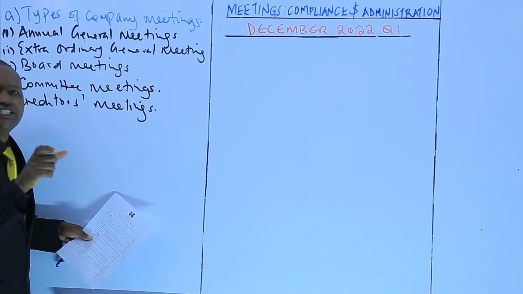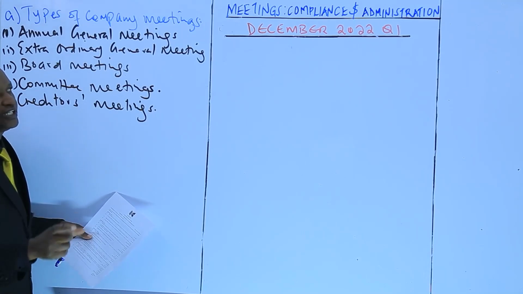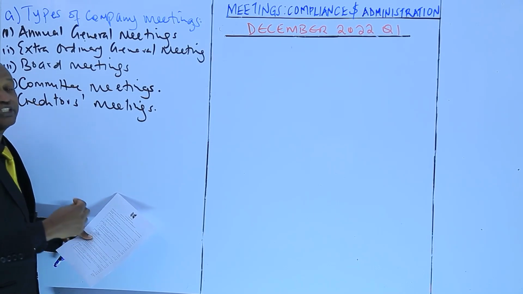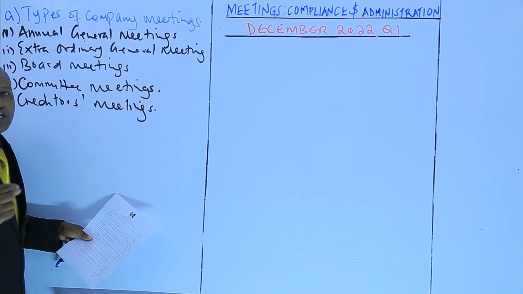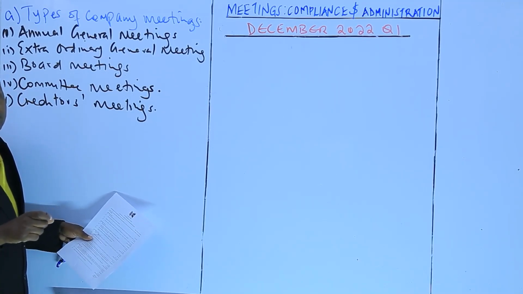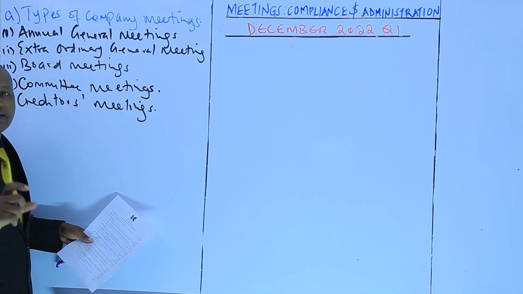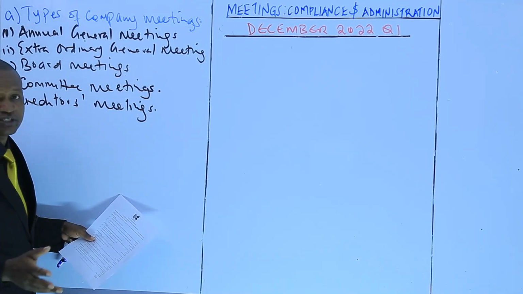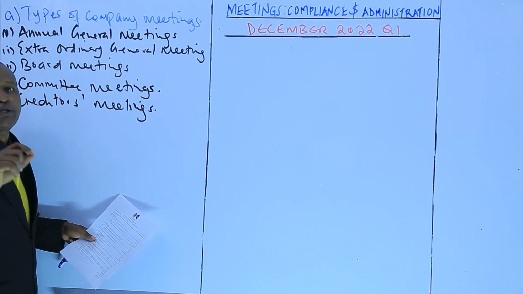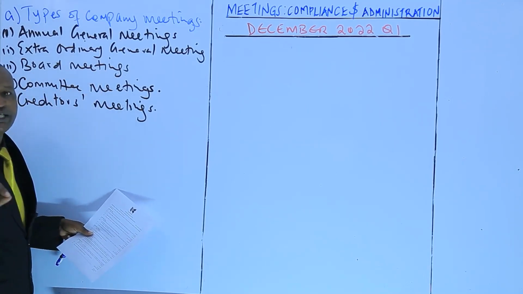Or if there are any changes to the company's constitution. If the company desires to change the constitution, then the company may call an extraordinary general meeting because a change to the company constitution may need the approval of the shareholders, or any other important resolution. If there is any other important resolution, apart from the examples I've given, then the company may convene an extraordinary general meeting. The third type of meeting is a board meeting.